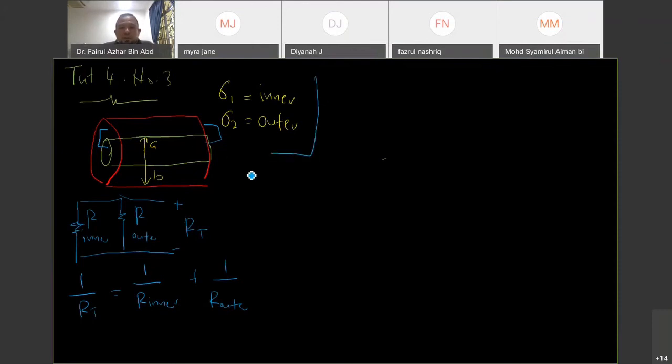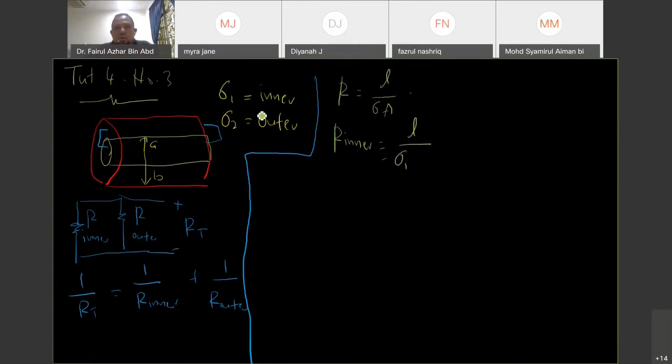From the general expression for the resistance, R is equal to L divided by sigma A. If we consider the inner conductor, R inner, the length of the conductor is L, divided by sigma 1, the conductivity of the inner conductor, multiplied by the area, which is pi a squared. This is the resistance for the inner conductor.